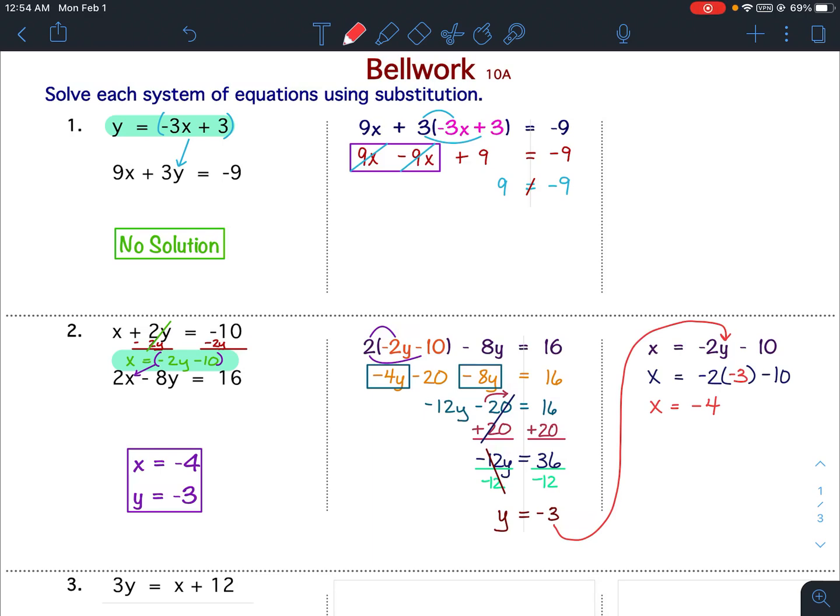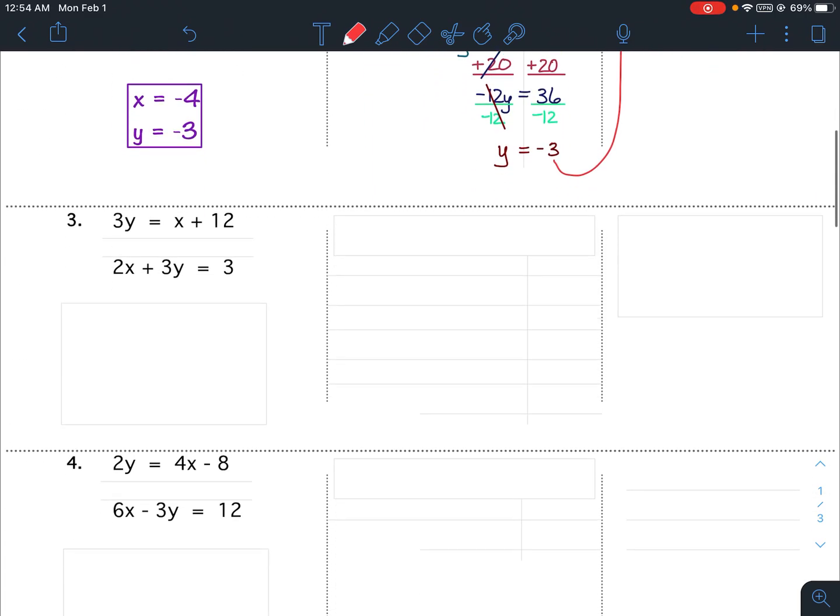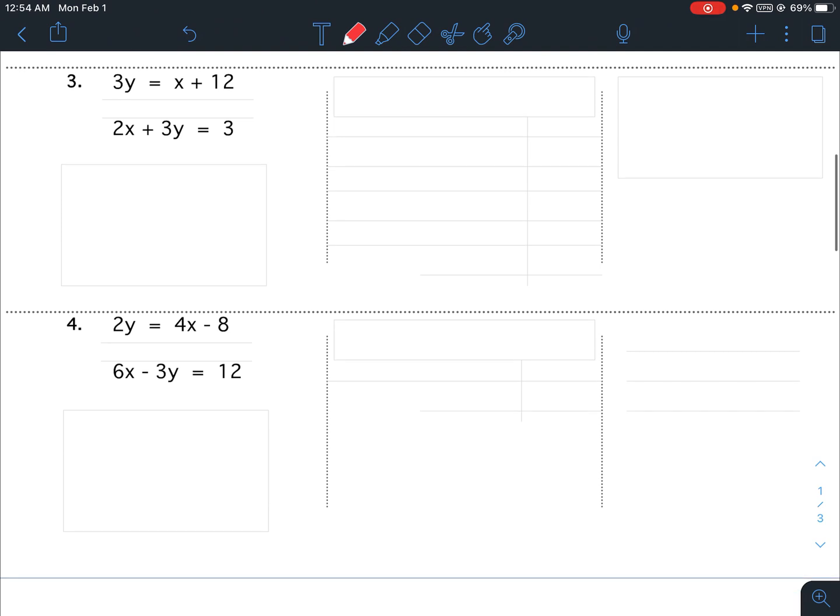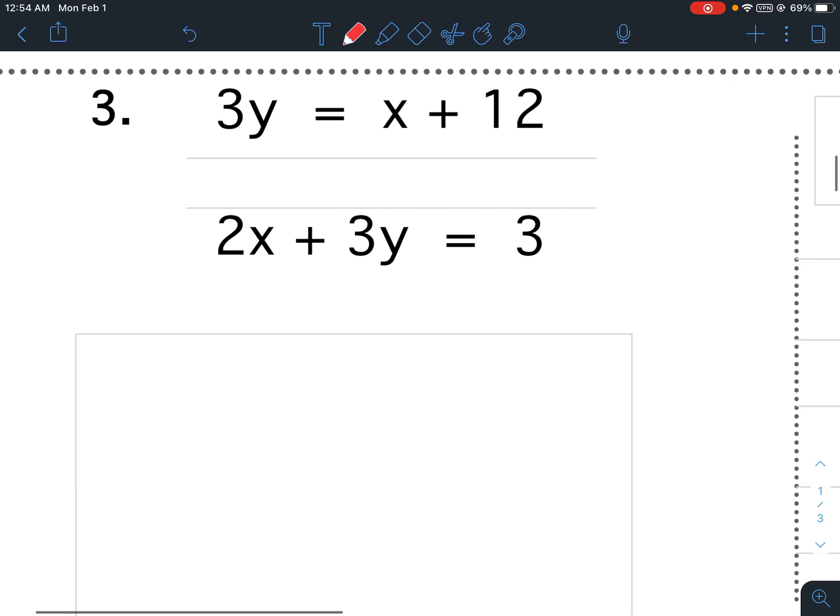Bellwork 10A continued. Now with number 3. When you look at number 3, what is the easiest variable to solve for? Well, it would take only one step to solve for this. Why? I could divide everything by 3. But if I divide this x term by 3, I'm going to end up with a fraction, 1/3. And we want to try to avoid fractions if we can.